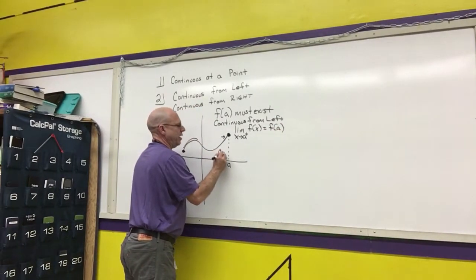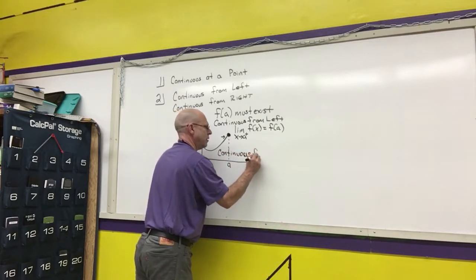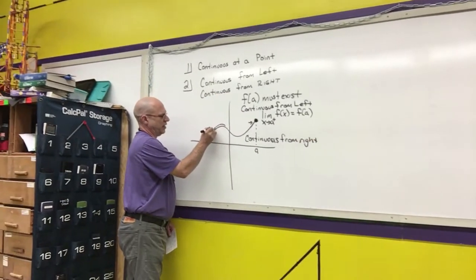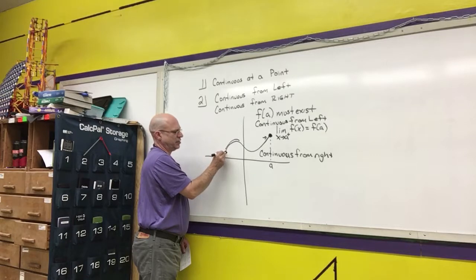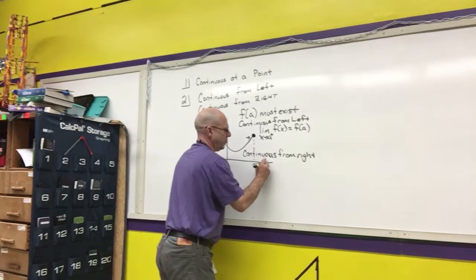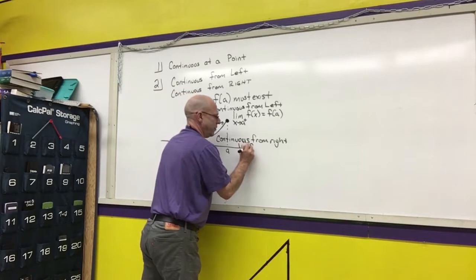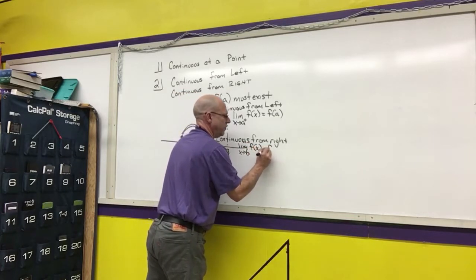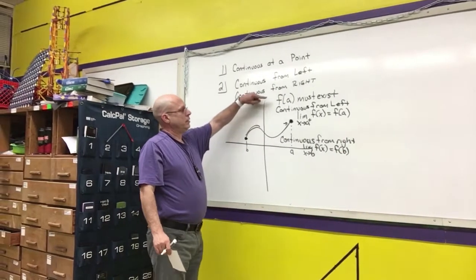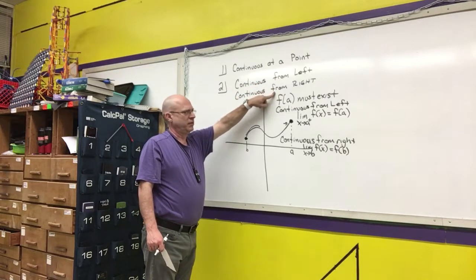Continuous from the right, as I come in here, this limit as I approach in the negative direction must equal, in this case I'll call it B. So the limit as x approaches B of f of x must equal f of B. So to be continuous from the left, I don't need a two-sided limit. To be continuous from the right, I don't need a two-sided limit.